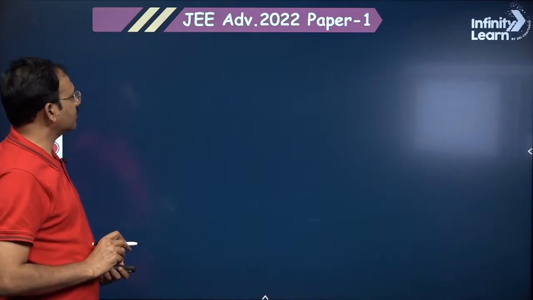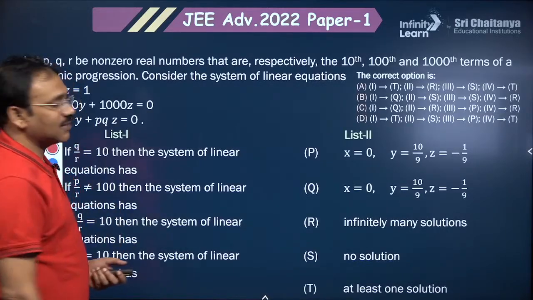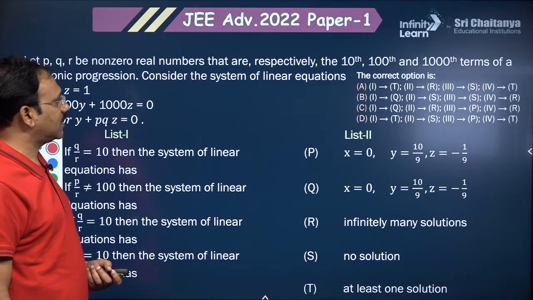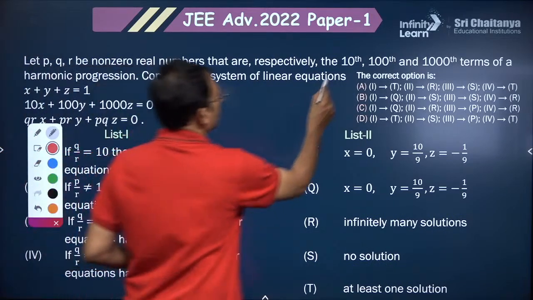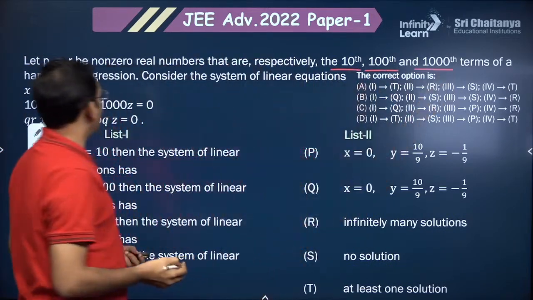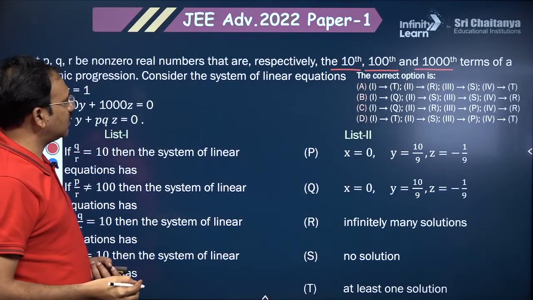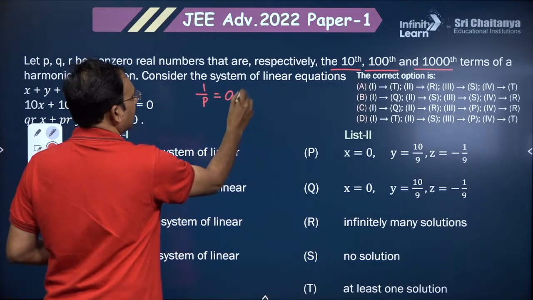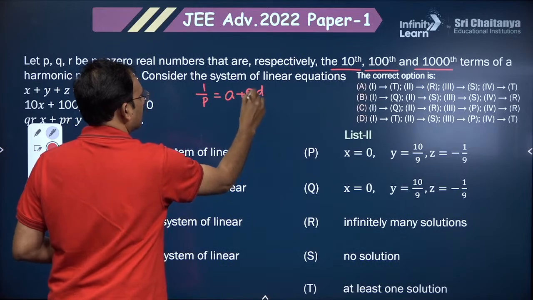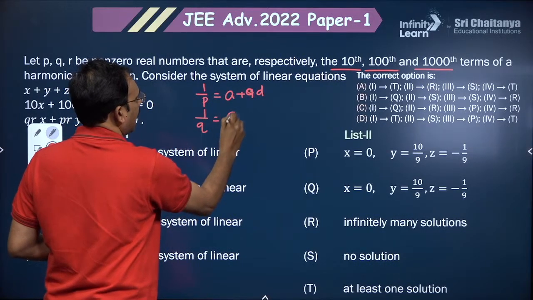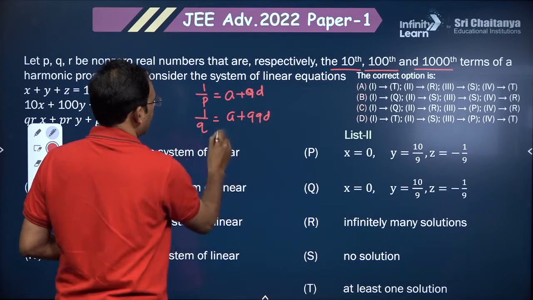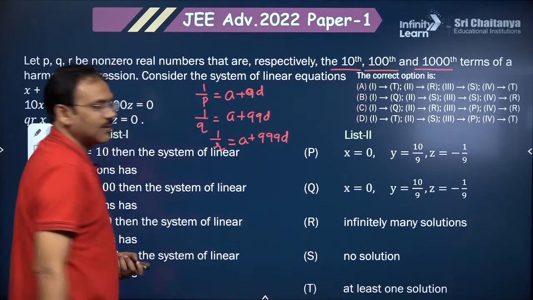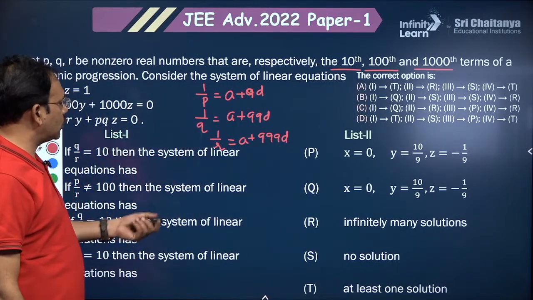So friends, next, these are the system of equations. You can see p, q, r are non-zero real numbers which are respectively the 10th, 100th, 1000th terms of a harmonic progression, right. So consider that 1 by p is the 10th term of an arithmetic progression, which is a plus 9d, and 1 by q is a plus 99d, and 1 by r is a plus 999d.